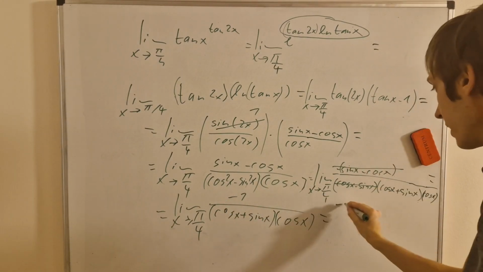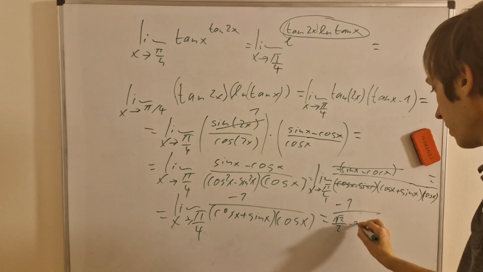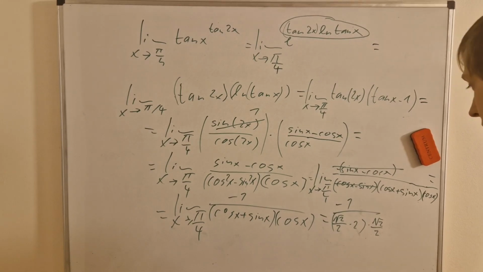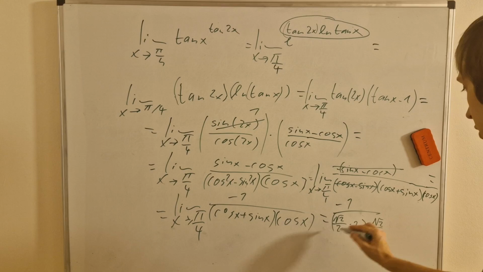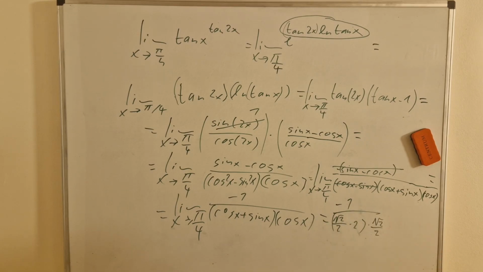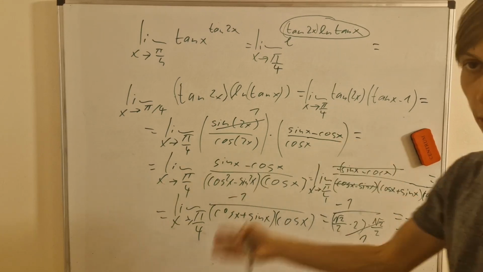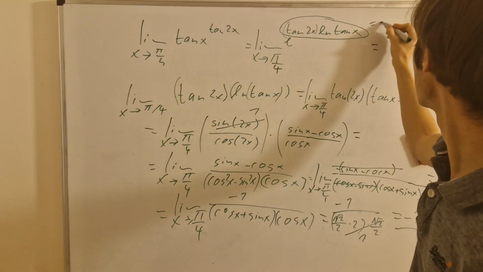And so what we will get is this times 2 times square root of 2 over 2. But all of this is square root of 2. This is square root of 2 over 2. So this is 1. So we get minus 1 as a result. So from all this manipulation, we go to minus 1. So this original thing, the exponent, is equal to minus 1.